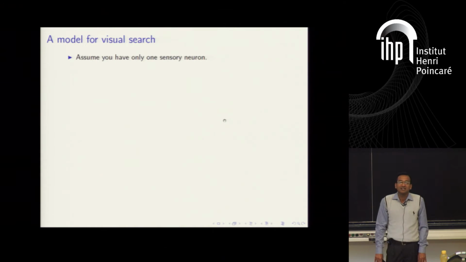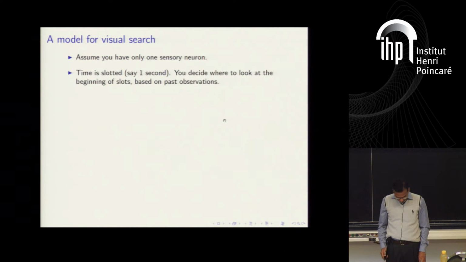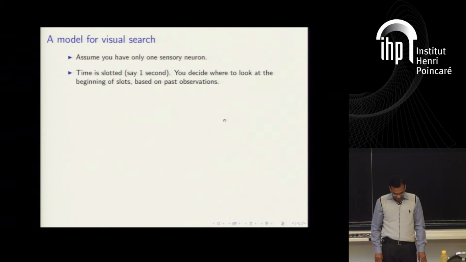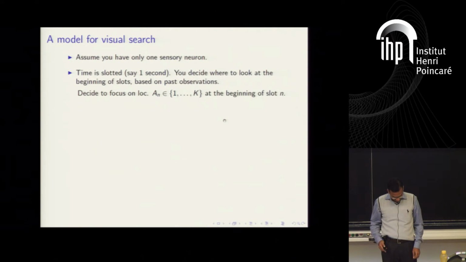For simplicity, assume that we have only one sensory neuron. So the input to our brains is essentially through only one sensory neuron. And let's also, for simplicity, assume that time is slotted, and the unit of the slot is 1 second. You decide where to look at the beginning of slots, and this is based on past observations. So that's the control that you have. You have a history of your past observations and actions, and you determine where to look next.